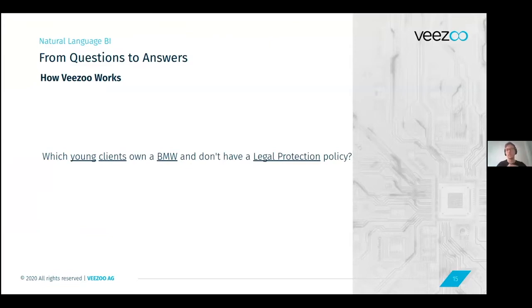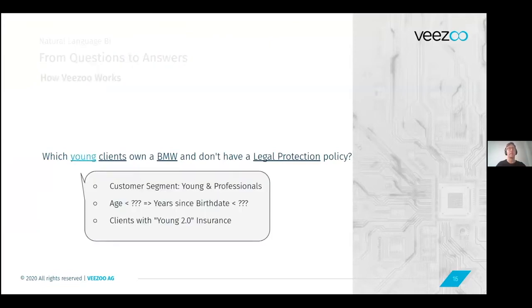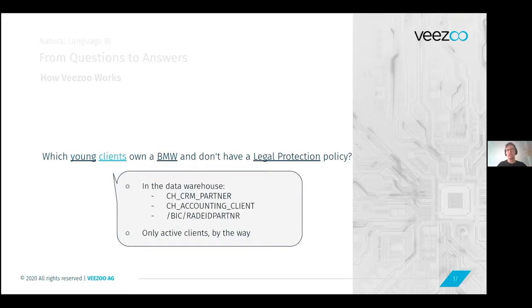For each of these concepts, there's a way to understand it. So young could be a customer segment, young professionals, or it could be age below a certain value. Or maybe you don't have age computed, but you have the birth date, so you need to compute it from the birth date. Or maybe it's a specific insurance called Young 2.0. Clients, you could have the CRM client, the accounting client, the contract client.